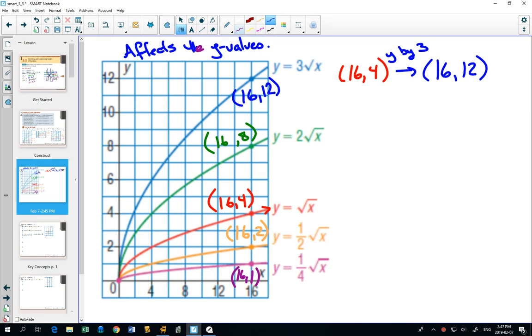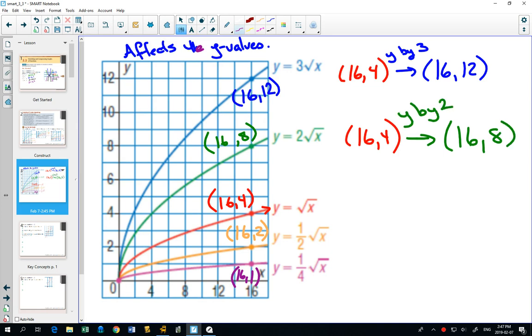Look at the green graph. If I started with 16 comma 4 on my original graph, and on the green graph I went to 16 comma 8, my y values were multiplied by 2. From my red to my orange graph, again, I started with 16 comma 4. I went to 16 comma 2, my y values were multiplied by a half.